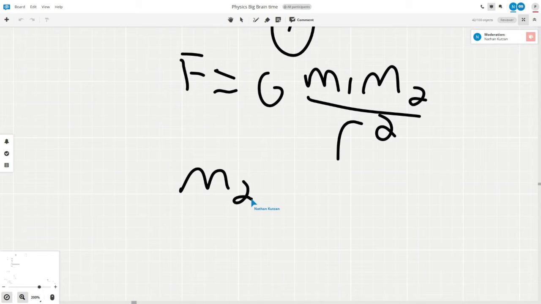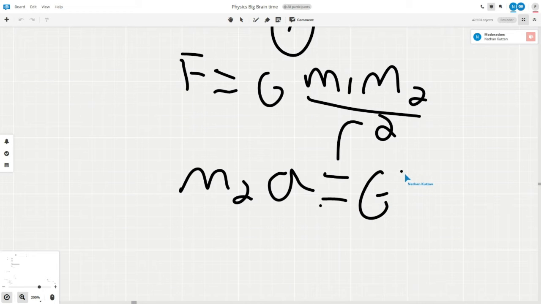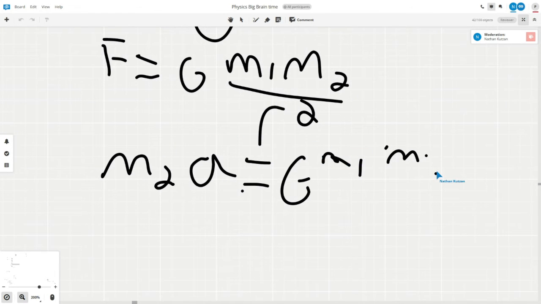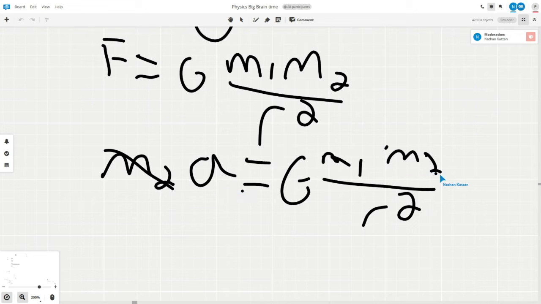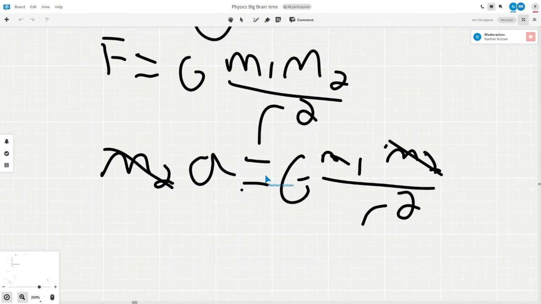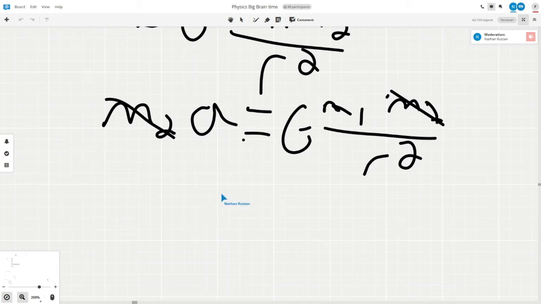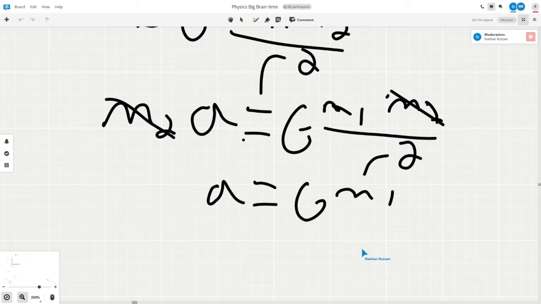So the mass of the object times the acceleration due to gravity is equal to G, the mass of the planet, the mass of the object, over the distance squared. And then if you were to divide both sides by m2, it would cancel out. So what you are left with is acceleration, which remember we talked about earlier is the same as gravitational field strength, is equal to G, the mass of the planet, over the distance away, squared.